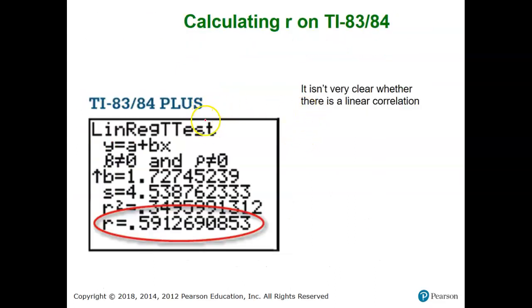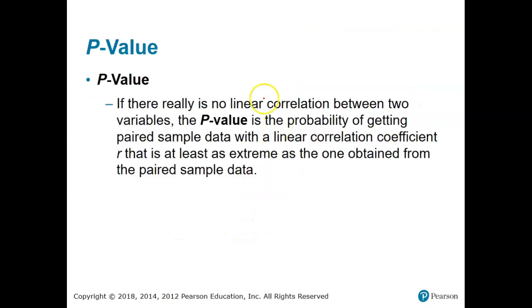Okay, if you go to linreg t-test, and I'll show you in a little bit how to get to that, it's going to show you your R value here. So when we have an R value of 0.591, that's not really close to 1 or close to 0, but it's in that gray area where we're not really sure whether there is a linear correlation or not. So that's where we start to look at the p-value.